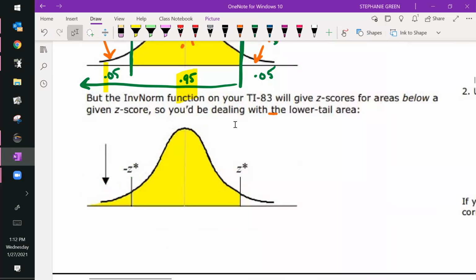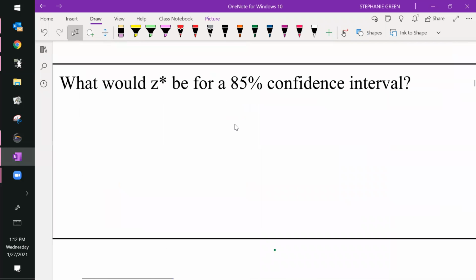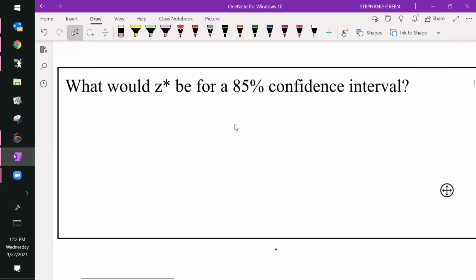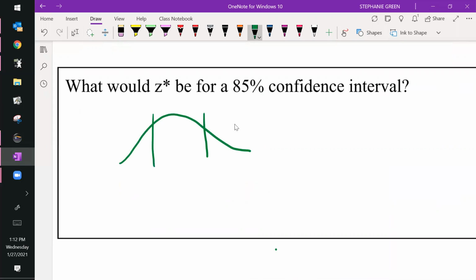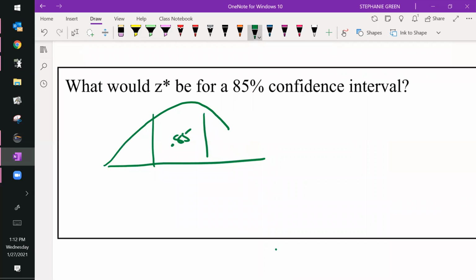So let's see if we can do the same thing now for a confidence level we have not talked about yet, 85%. So by hand, 85%, so 0.85. What's remaining of the 100% will be 15, right? 100 minus 85 is 15%. So there's 15% within these two tails. Split that in half, we get 7.5%. As a decimal, that'd be 0.075.